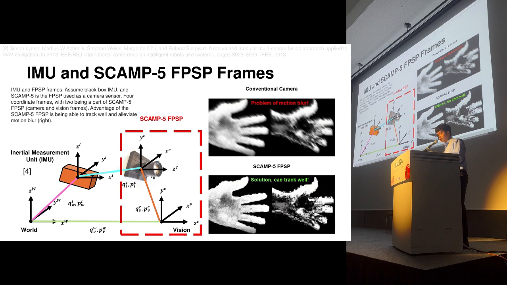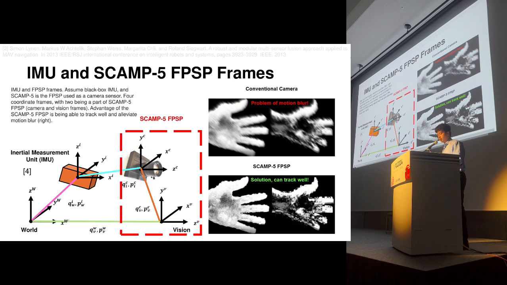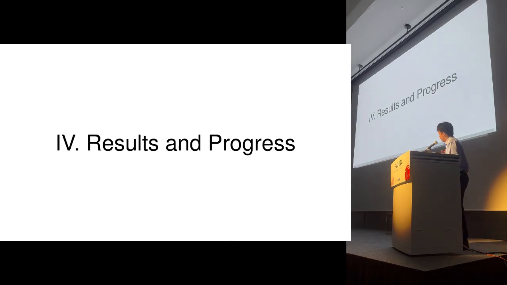This is a sort of model. You can use any black box IMU, here to the left. You can use a MEMS IMU, you can use it for simulation, such as the RealSense D435i, or any of these IMUs. But we're fusing with a SCAMP-5 FPSP, where a conventional camera has a problem of motion blur, but our FPSP, because of its processing, alleviates that, and it can track robustly.